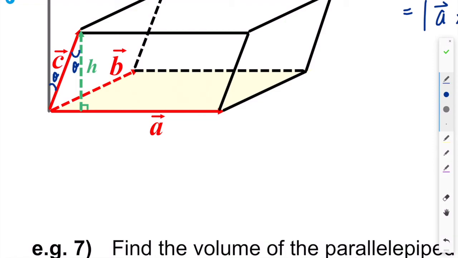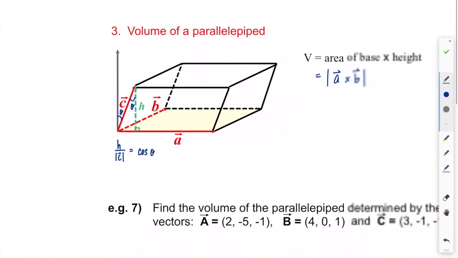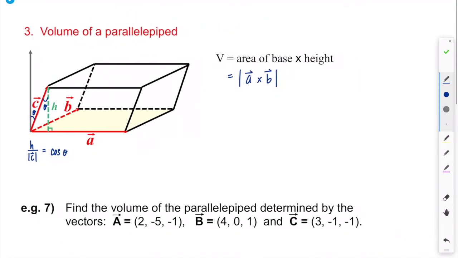So theta is an angle between the height and vector C, meaning that if I say height over vector C, or the magnitude of C, what relationship do I have? I have adjacent over hypotenuse. This is cosine theta, okay? In other words, I can say that the height of a parallelepiped is the magnitude of the third vector times cosine theta, all right? What does that look like?